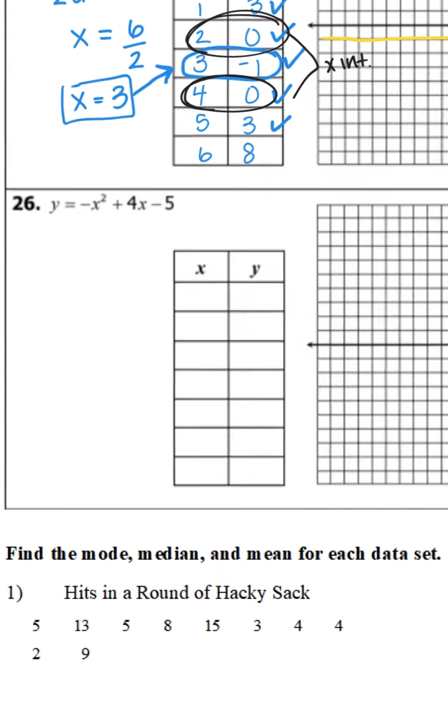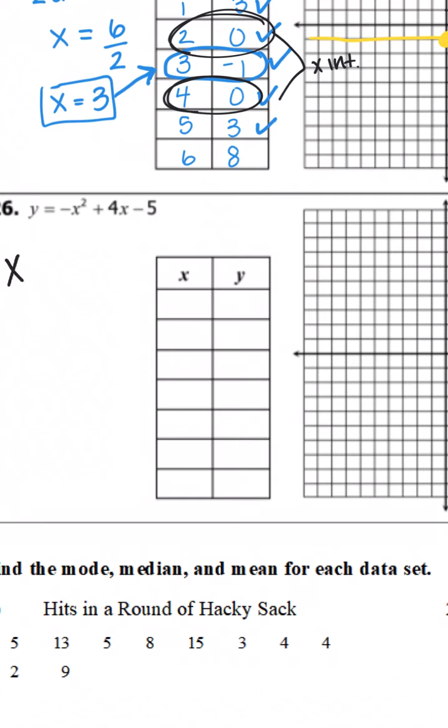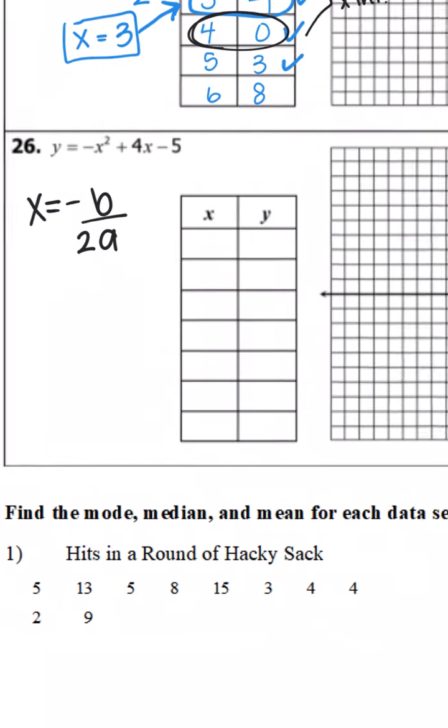Now I want you to work through number 26 on your own. So remember, to get started, first identify A, B, and C, and then do the opposite of B divided by 2 times A. To get your axis of symmetry, use your calculator, and so on. Okay, so you're doing 26.